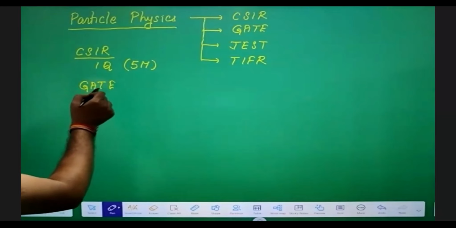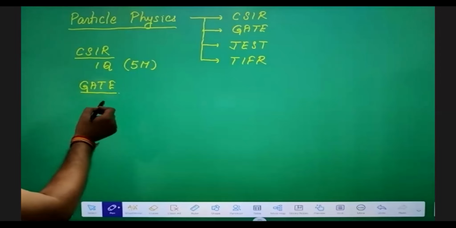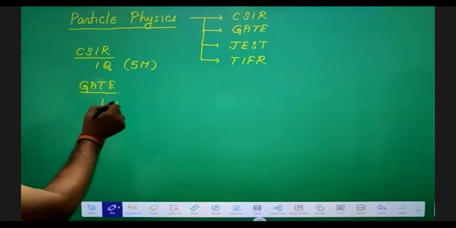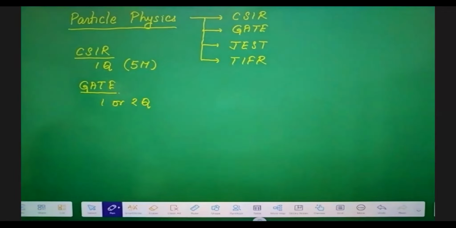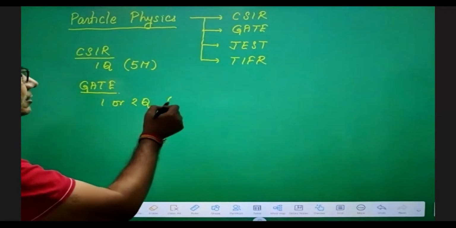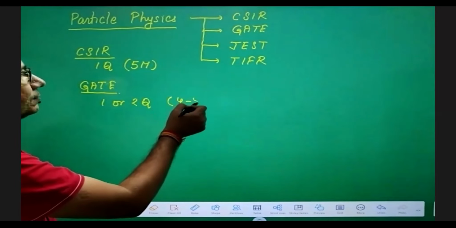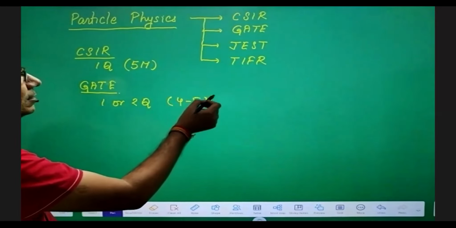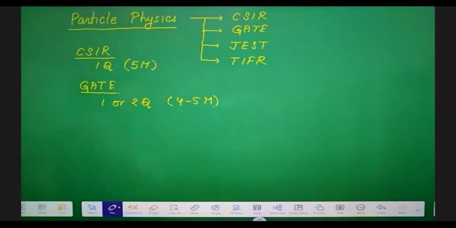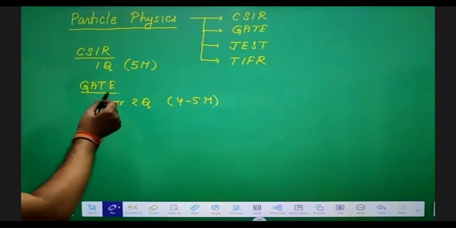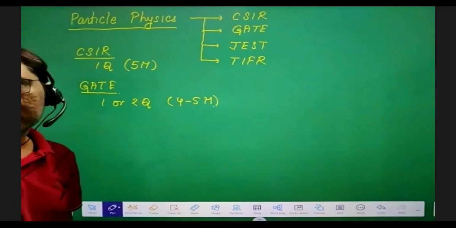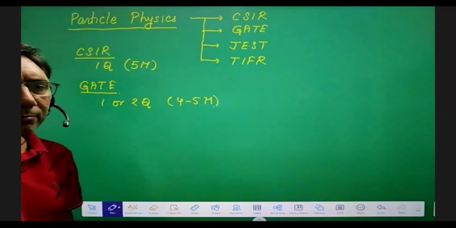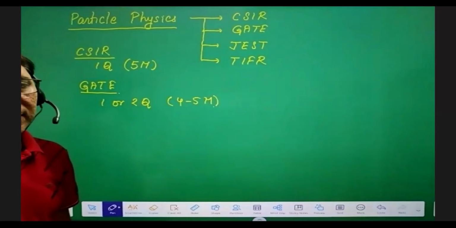Second, in the GATE exam, roughly one or two questions you are going to get, sometimes 3 also, but roughly you can say 4 to 5 marks. Every time you are getting 4-5 marks in the GATE paper, depending upon whether it is 1 question, 2 questions, or 3 questions of 1 or 2 marks.